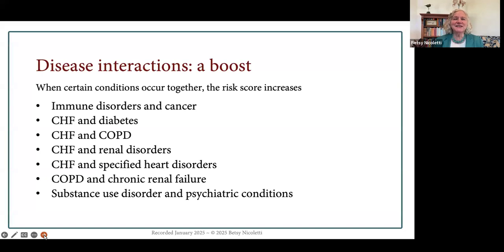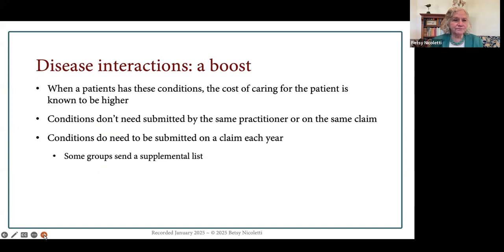Then there's one other piece about the hierarchy. So when certain conditions occur together, the risk score increases. It's like a boost. So if a patient has congestive heart failure and COPD, or COPD and chronic renal failure, this model predicts that the costs to care for that patient are going to be higher in the next calendar year. And so it gives the risk score a boost.